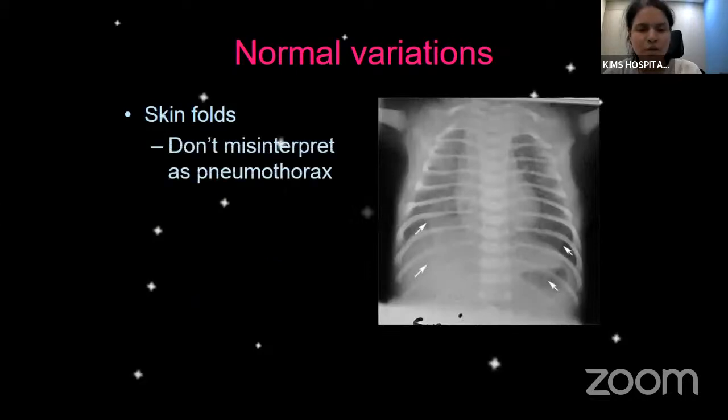Some other normal variations are the presence of skin folds, which should not be misinterpreted as pneumothorax. So if you can see in this particular X-ray, there is a line that appears to demarcate an area of opacity from an area of relative lucency that is seen in the lower part of the right chest. But if you look closely, this line is extending from across the chest to the abdomen, and this is in reality caused because of a skin fold, and this should not be misinterpreted as pneumothorax. This can be differentiated because normal lung markings can be seen even on the side of the chest which is lateral to this line.